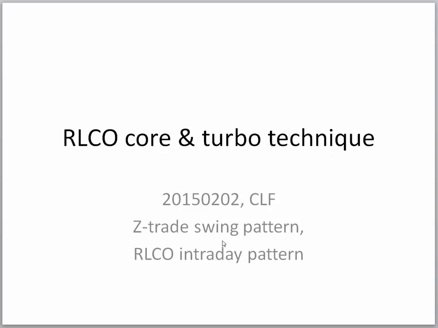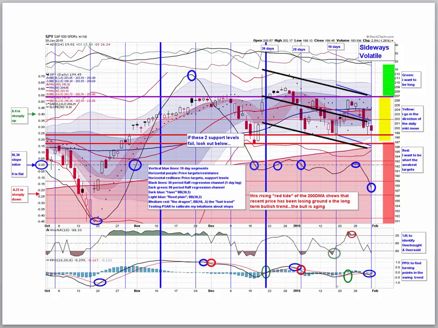The swing trade pattern we're going to look at is a Z trade that comes out of the RLCO framework, and we're also going to use an RLCO set of intraday patterns and then look at a continuation. First, we want to start off with a sense of where the market is. This is a look at our market health check. It looks at daily charts. It looks at 10, 20, and 30 days of look-back period.